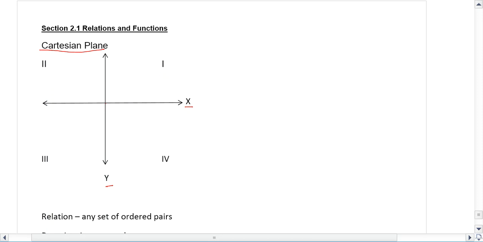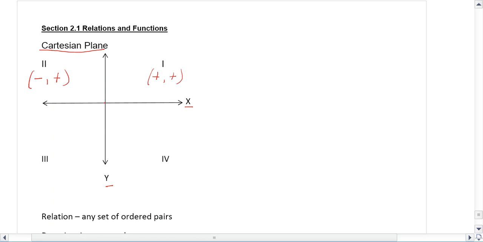The quadrant where x is positive and y is positive, so I'm just going to symbolize that with positive, positive in brackets like it's an ordered pair, is quadrant 1. Here, where x would be negative and y would be positive, is quadrant 2.